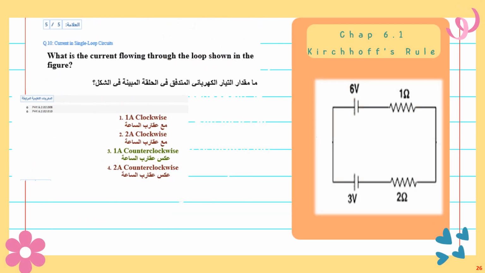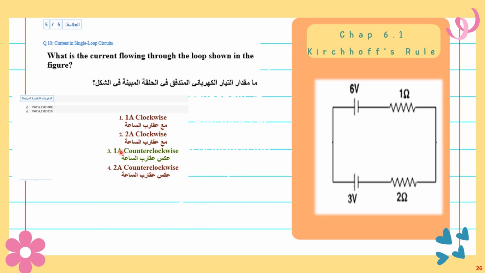Here we are with the last question, with Kirchhoff's rule also. What's the current flowing through the loop shown in the picture? Here we have a simple circuit with 2 batteries and 2 resistances, and it's asking for the direction and the value of the current. Is it clockwise or counterclockwise? Is it 1 ampere, 2 ampere?